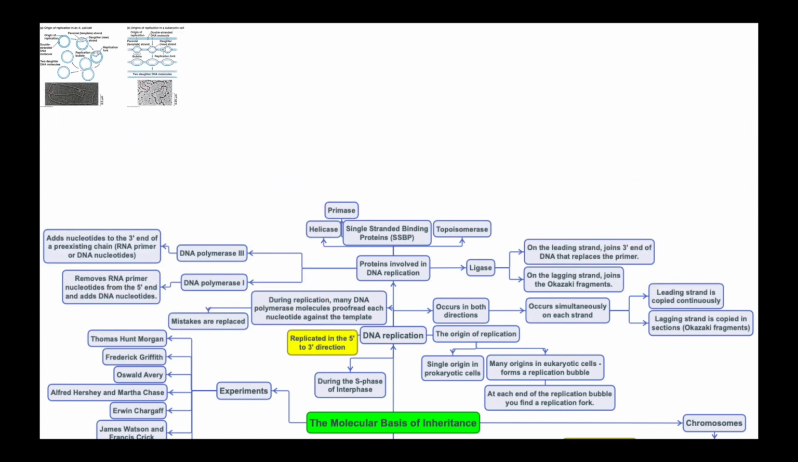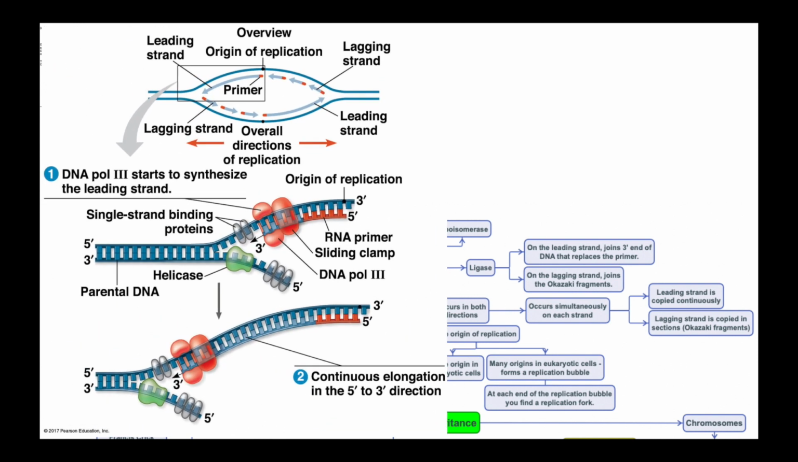So let's go ahead and take a look at the replication fork in a little bit more detail. Here we've got several different proteins that we're going to be talking about. We've got helicase, single-stranded binding proteins, RNA primer, and DNA polymerase.